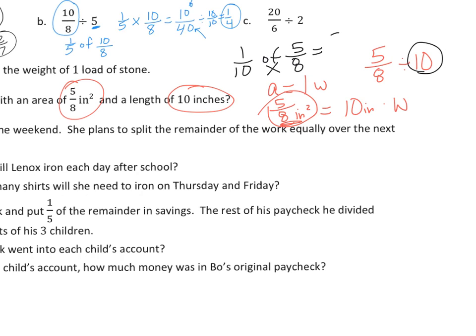So 1 times 5 is 5. 10 times 8 is 80. And now all I would have to do is figure out what can go into 5 and 80. And that's going to be 5 over 5 because that's a 1 whole. And I get 1 there.